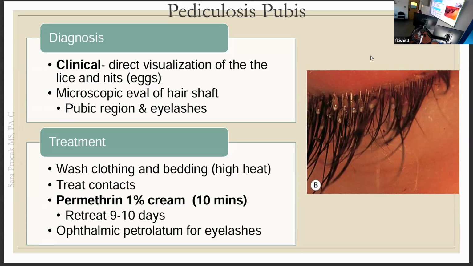Now, you're not going to use that permethrin cream on the eyelashes. That wouldn't be ideal. So instead, what you're going to use is an ophthalmic petrolatum. You apply it over the lice that are there. It's going to suffocate them, and then your patient is going to manually extract the lice that are present, either with fingertips or with a nit comb.